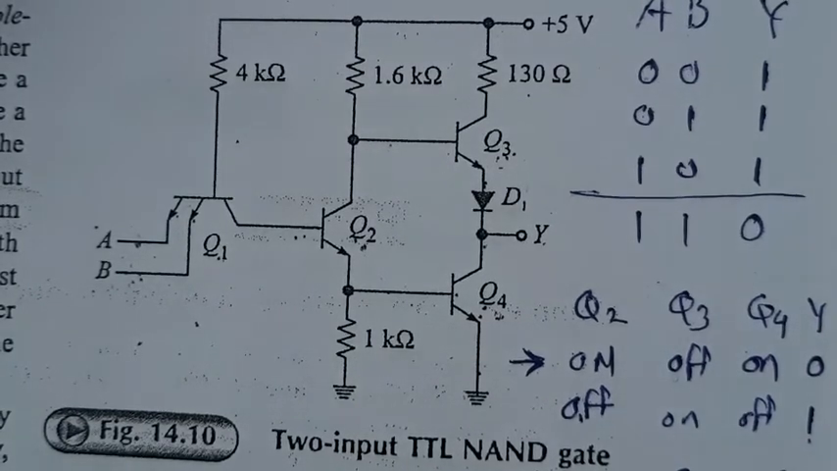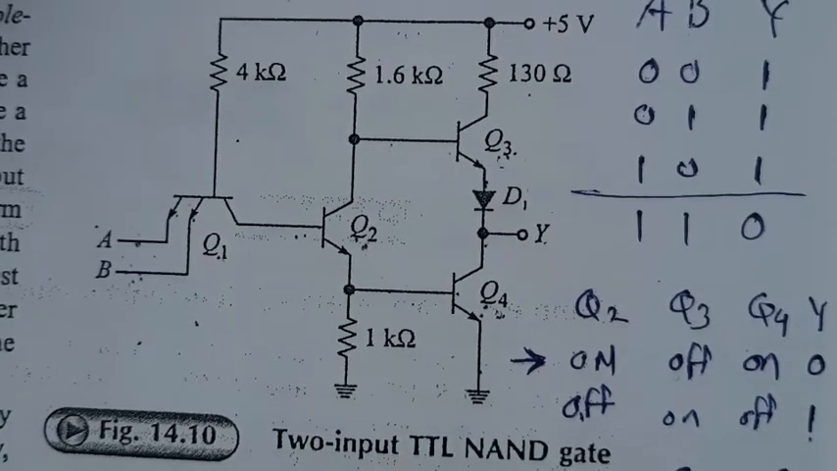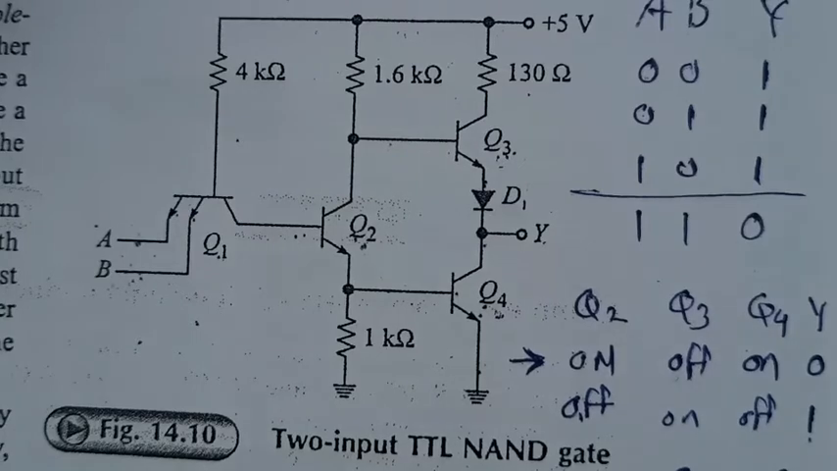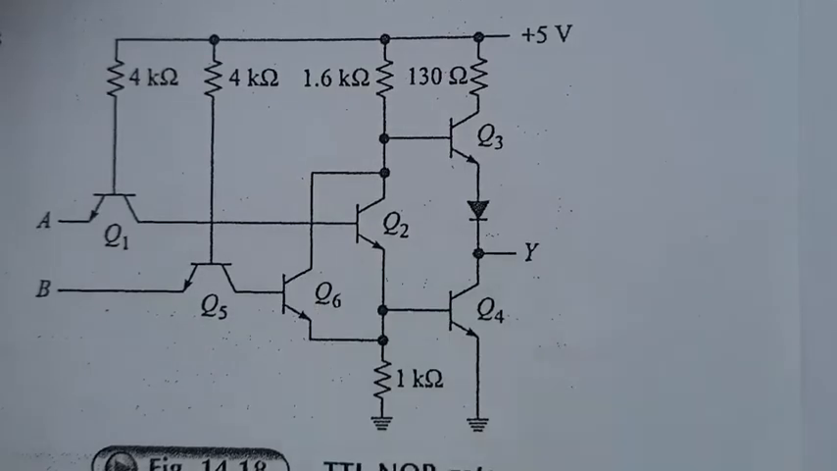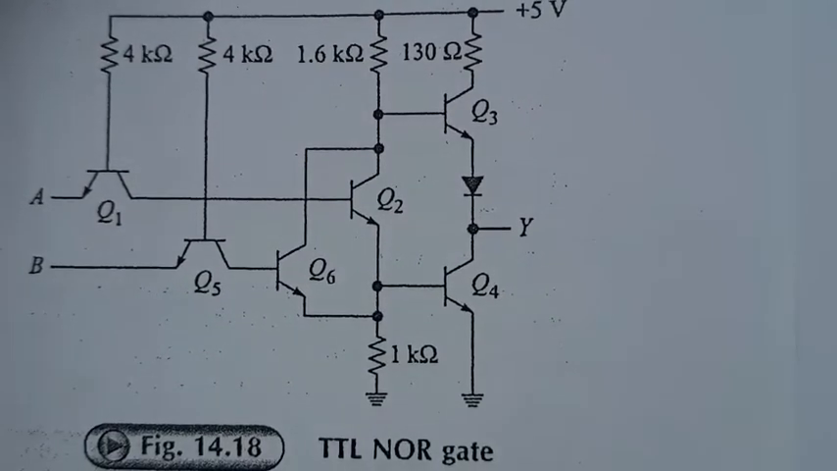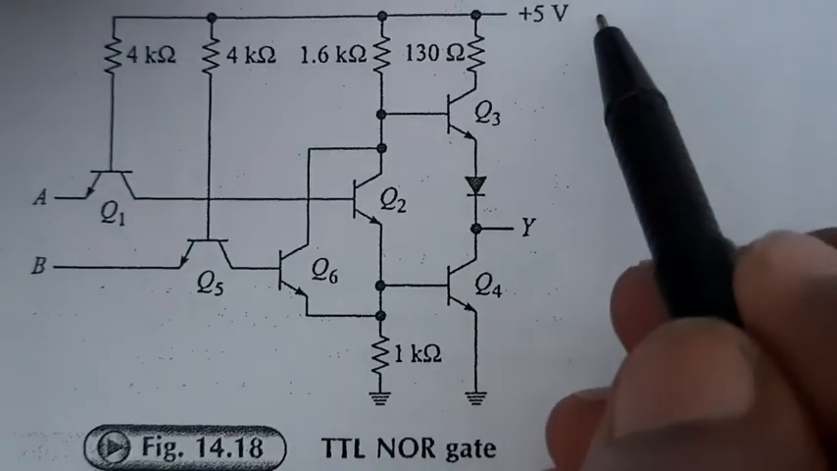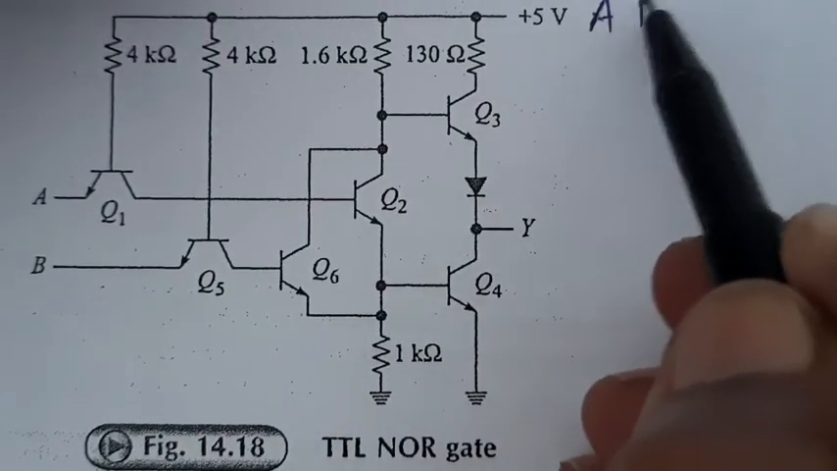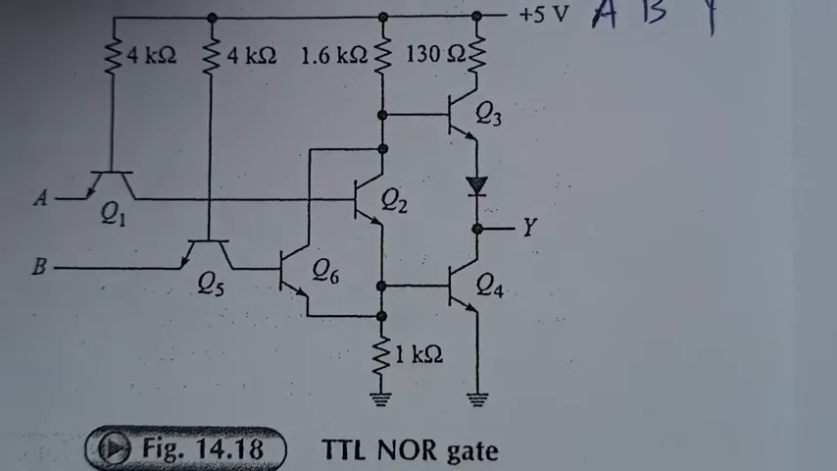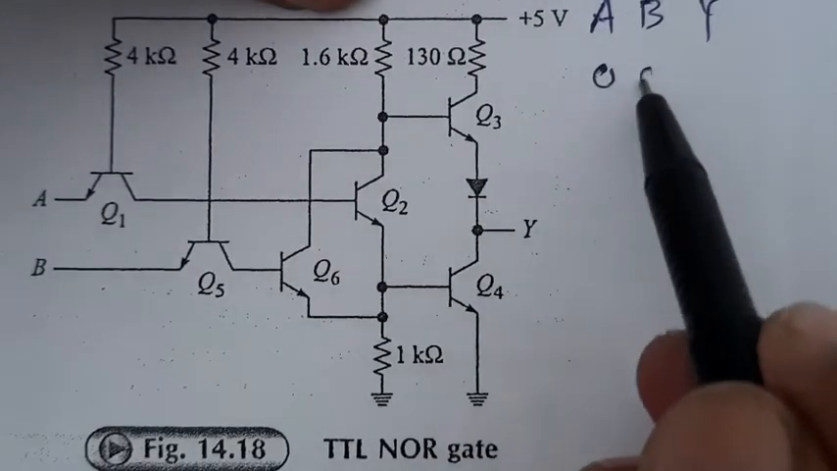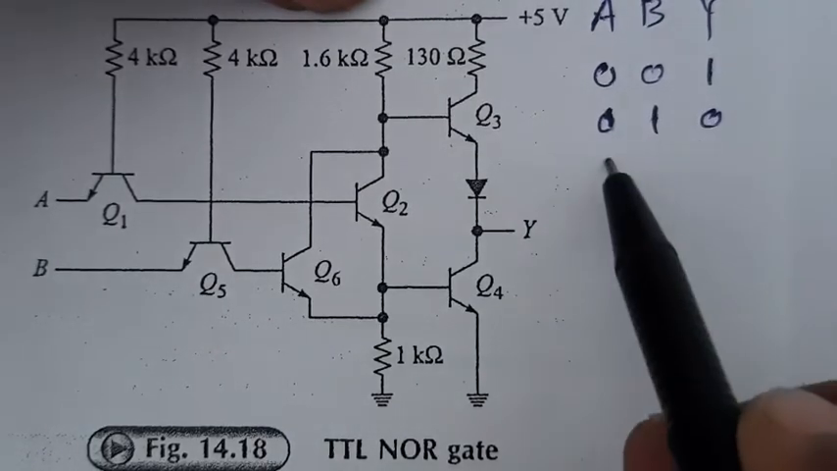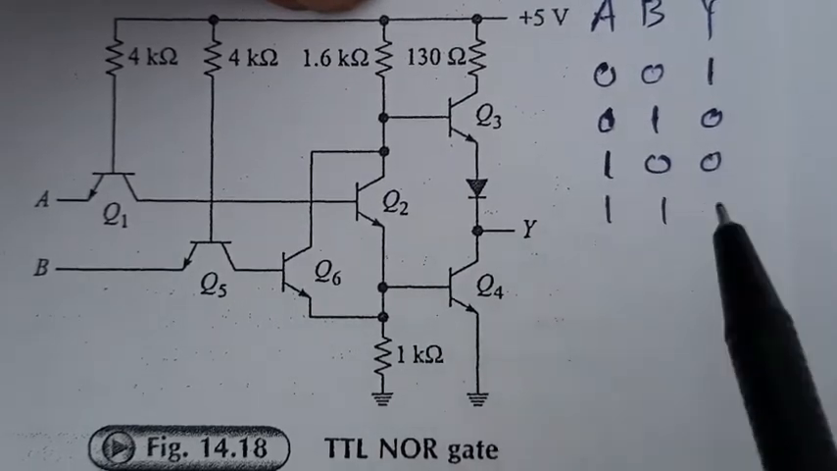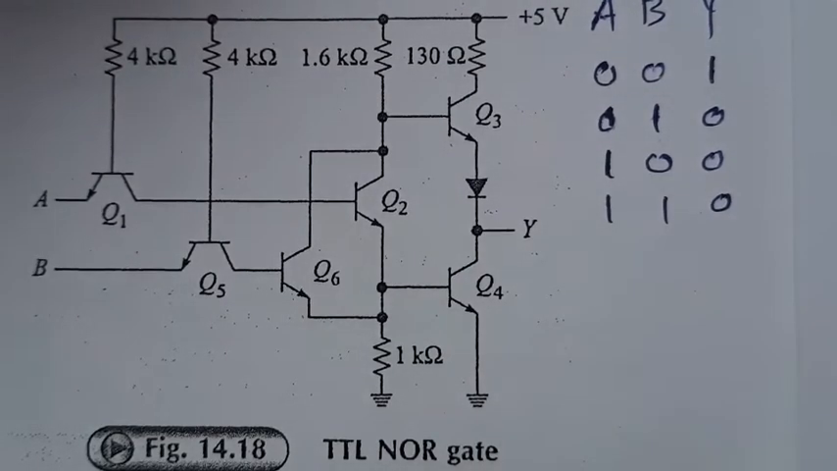Similarly, we will think about how the TTL NOR can be considered. Now this is the TTL NOR gate. What we are expecting from the NOR gate, suppose A is input, B is input and Y is output: if it is 0 0, the output is 1. If it is 0 1, the output is 0. If it is 1 0, the output is 0. And if it is 1 1, then the output is 0. It is not OR, therefore it is NOR.